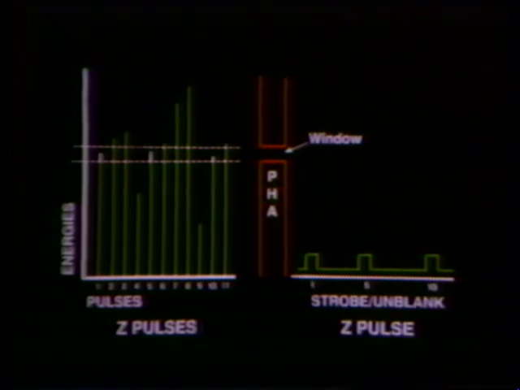Counting circuitry. Once incoming Z pulses are analyzed by the pulse height analyzer, if they are the correct height, meaning the photons that struck the crystal were within the acceptable energy range, they are converted into a different type of Z pulse known as strobe or unblank pulse. It's still called a Z pulse, but its height or amplitude is now constant, and therefore the pulse contains no information about the energy of the interacting photon. Instead, the presence of the Z pulse now indicates that the photon was within an acceptable energy range.